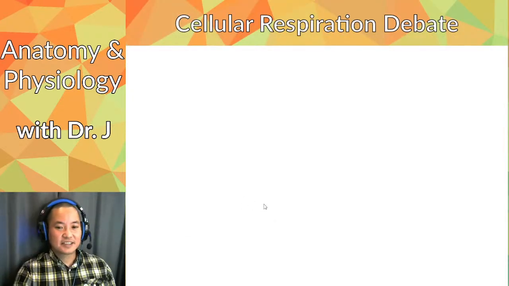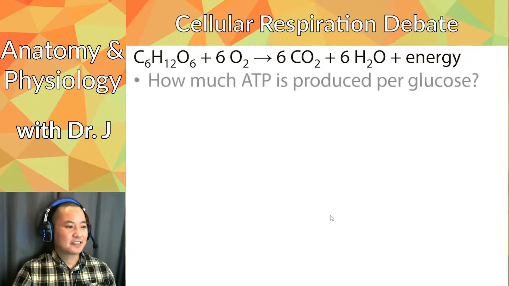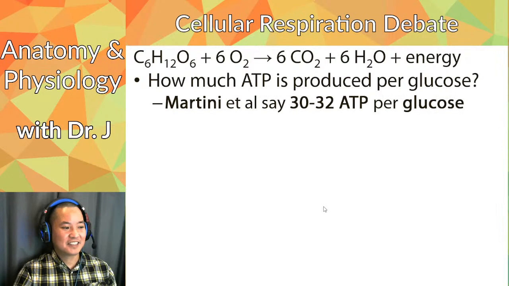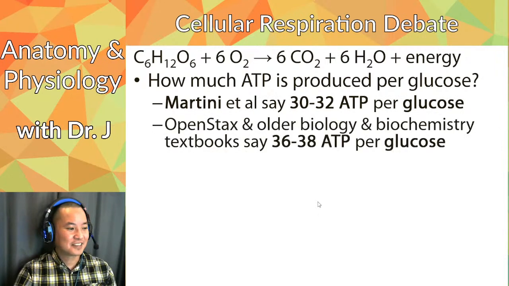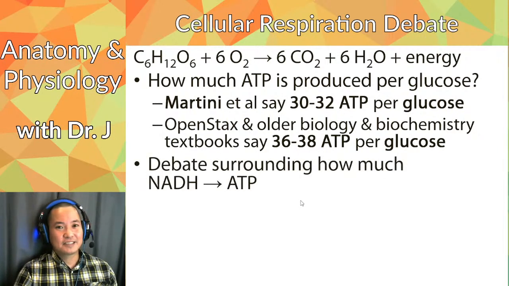All right, so there's a cellular respiration debate. Do I want to participate in this debate? Not really. So how much ATP is produced per glucose? Martini and others say 30 to 32 ATP per glucose. OpenStax and older biology and chemistry textbooks say 36 to 38. Where does this break down? There's a debate surrounding how much ATP you get from each NADH and FADH2 molecule.